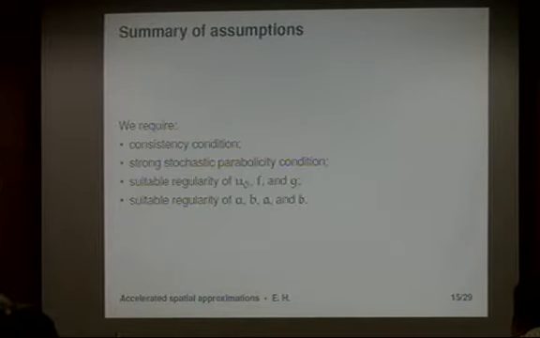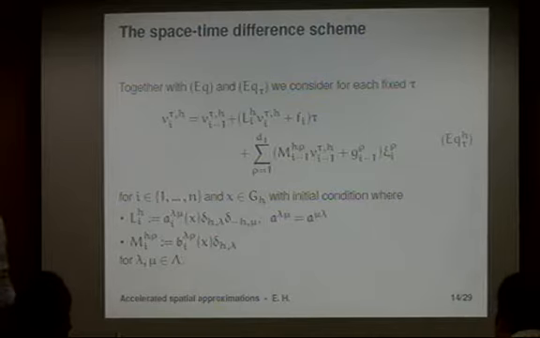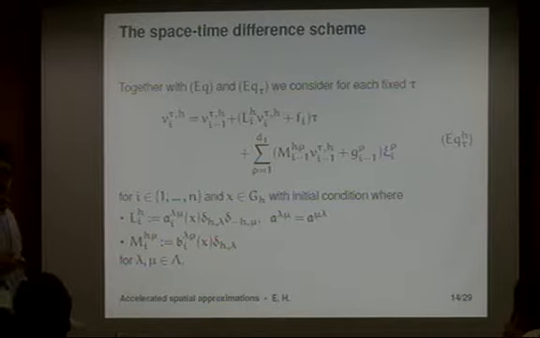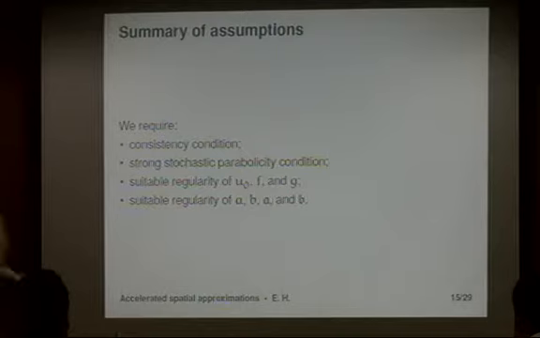Okay, so we assume the following. We're going to want a consistency condition. I should mention I've written here a different A and a different B. This is fine, we could take a discretization of our A, that's all that is. So we'll need some consistency condition, which I'll explain in a moment, a strong parabolicity condition. We'll need suitable regularity of our initial condition and our free terms, and suitable regularity of our coefficients A and B for both the SPDE and the scheme.